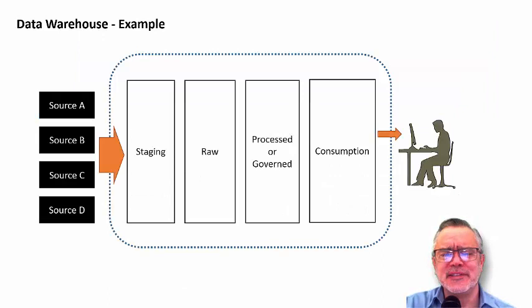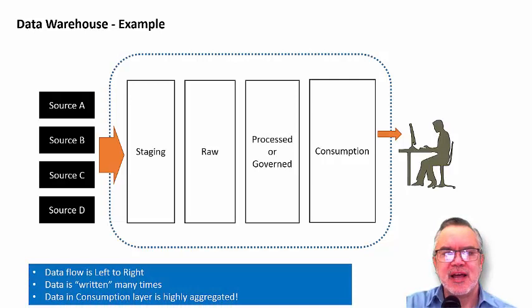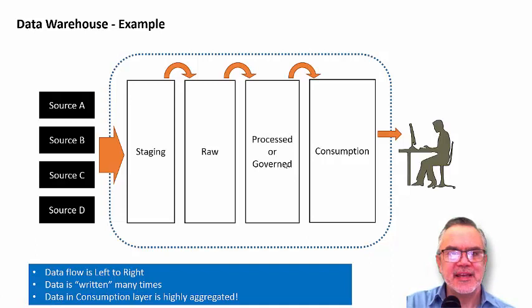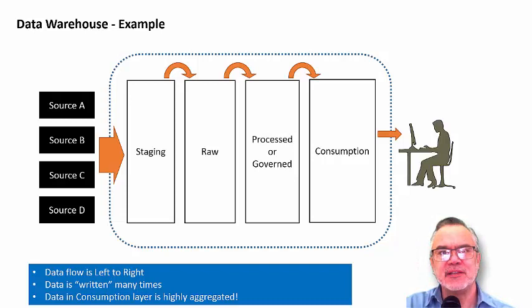So let's get started. On the screen here, we have a very simple example of a high-level data warehouse reference architecture. And what we have is data flowing left to right, from the sources to the consumption layer, and ultimately to the users. The data, as you note, is written many, many times. And by the time it gets to the consumption layer, it's often highly aggregated, meaning that you've lost the granularity and in many ways lost the individuality of the data, especially as that applies to customers and products and later on, especially when it comes to things like the Internet of Things.